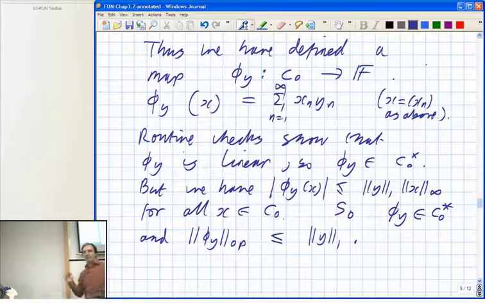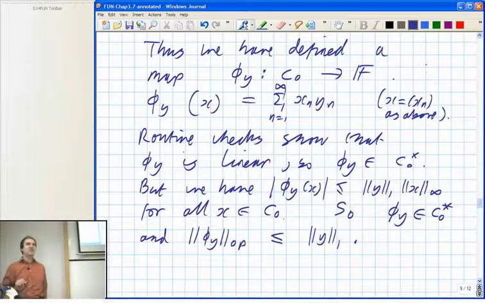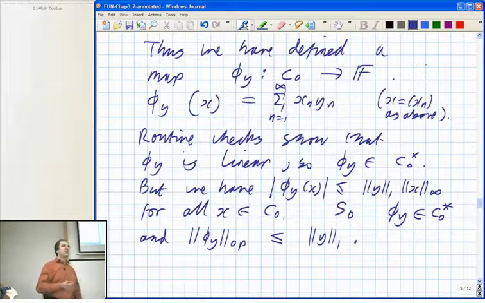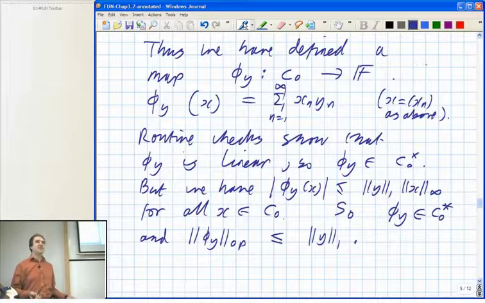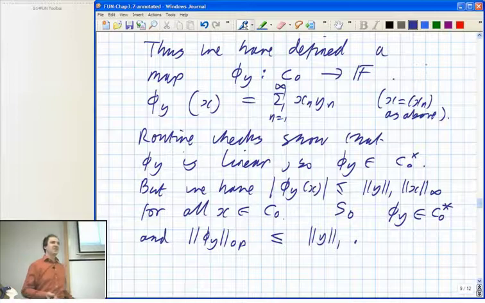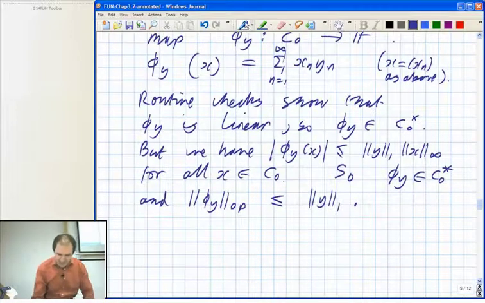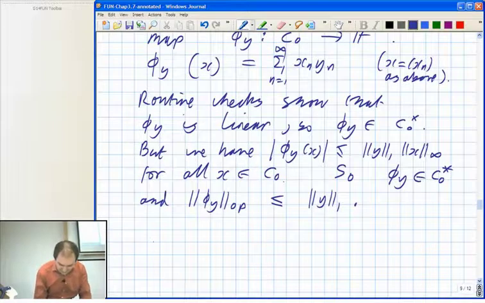That's right. So we have to prove that every bounded linear functional has this form. We've got to show that they all have the form phi y. We should also check that the map that takes y to phi y is linear. That's another routine check. So I'll add that in just as the next stage. Further routine checks.